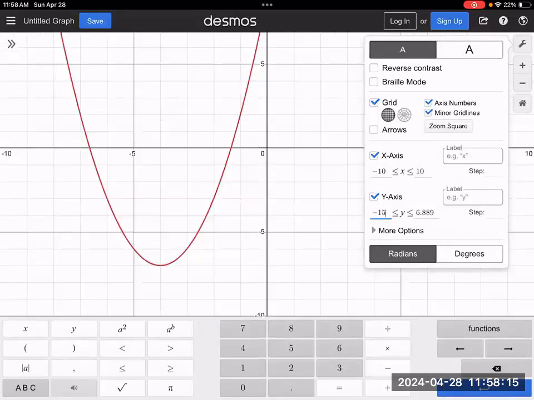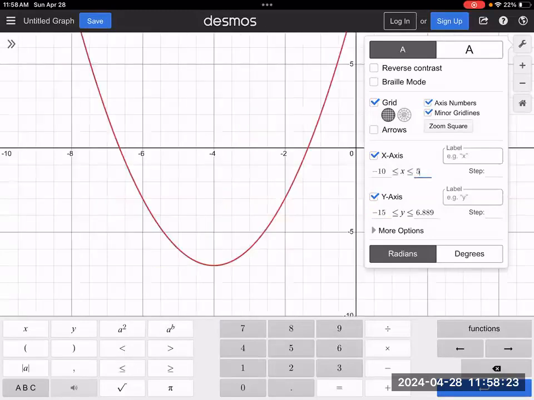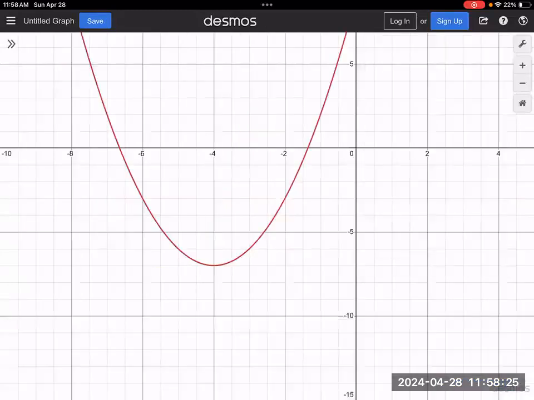I also don't like how there's so much empty space to the right side. So I might not need to go to 10, but maybe to 5. There you go. So that is a much better looking graph. However, I did in the process cut off an important feature, or maybe we didn't even have this important feature. But we'll come to that in a moment.